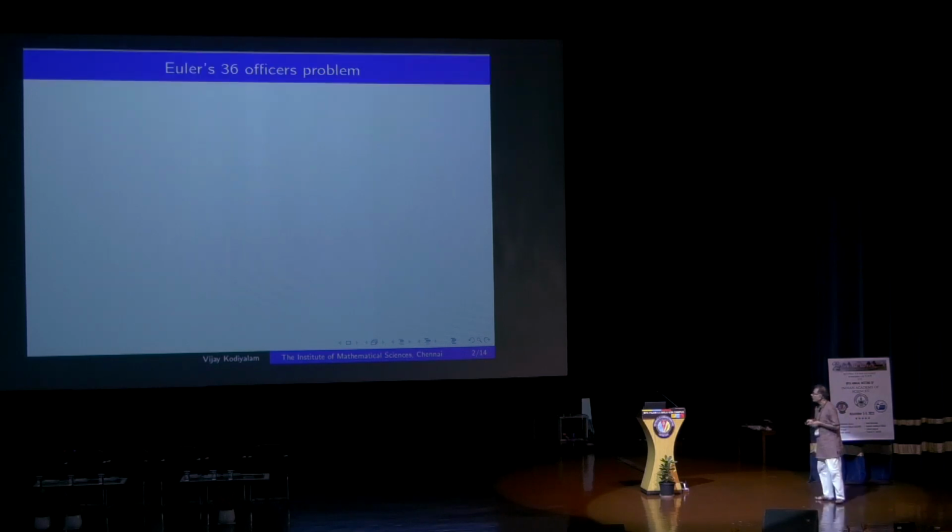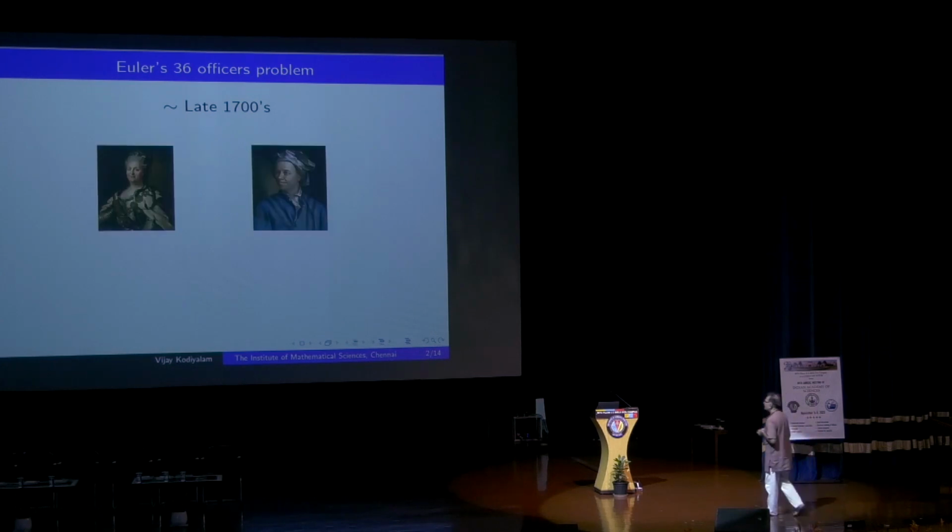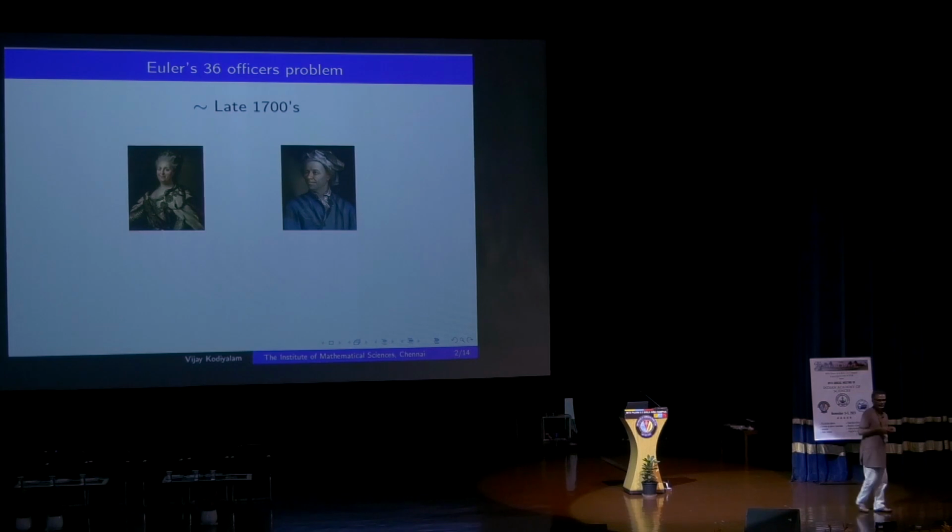Okay, so let's begin with a little bit of origins of this problem, Euler's 36 officer problem. So the date is roughly the late 1700s, and that's Catherine the Great of Russia. Euler was at her court during this time, and folklore has it that she asked him the following question.